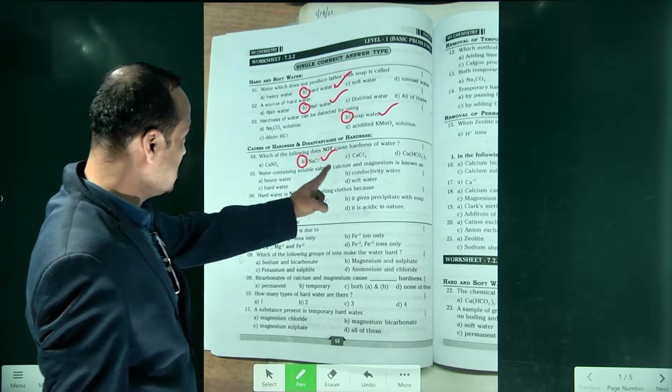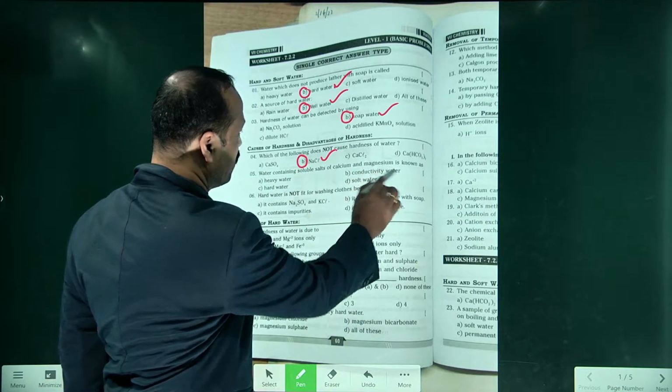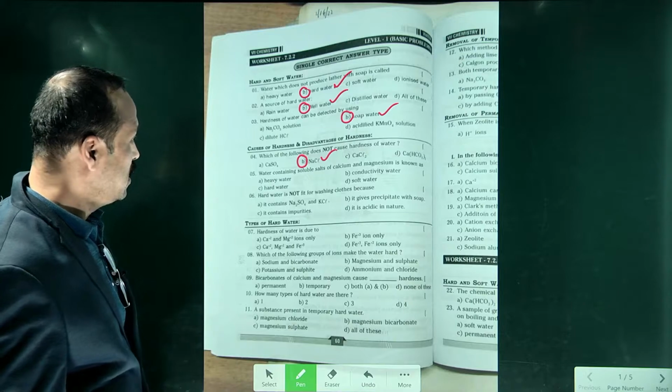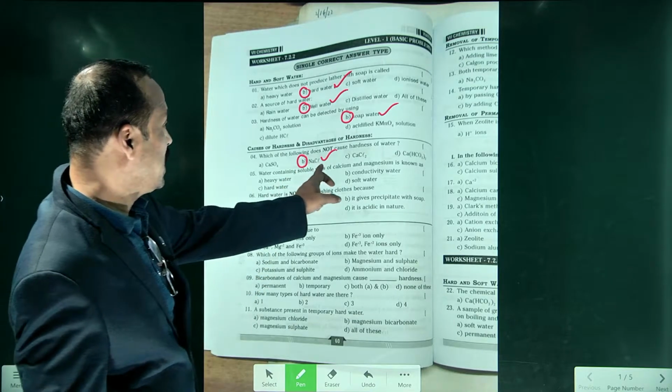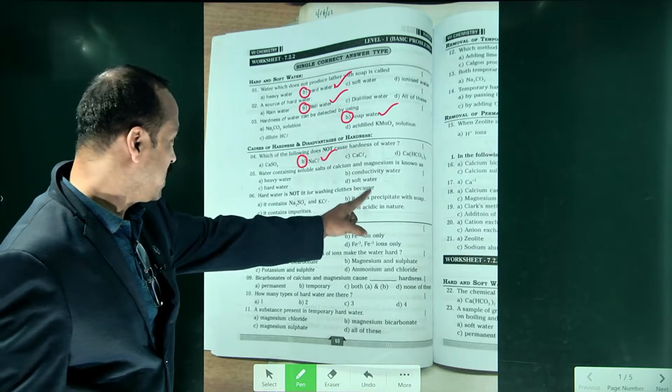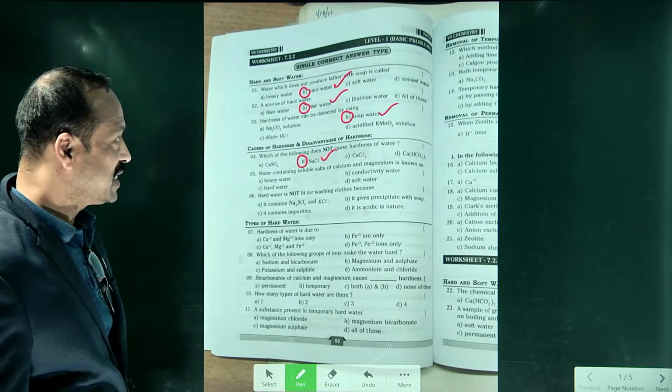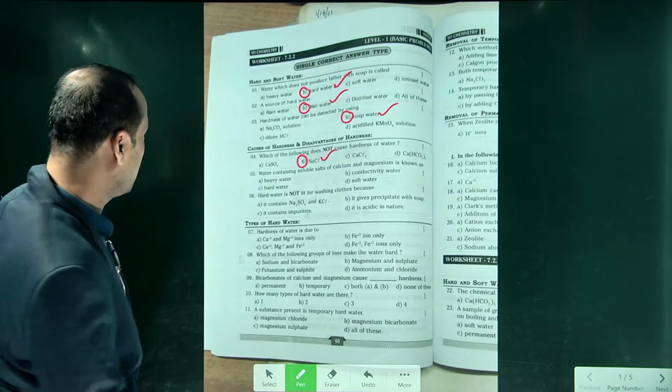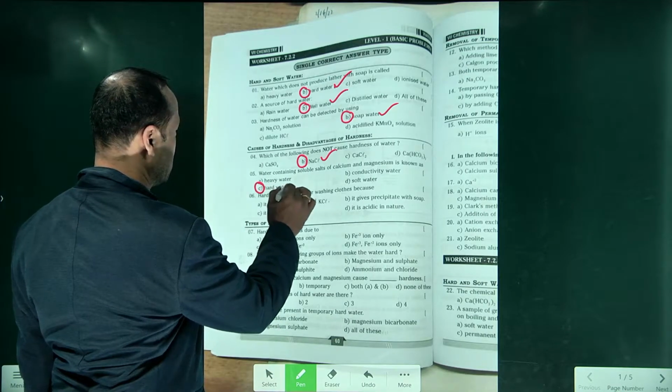Water containing soluble salts of calcium and magnesium is known as, so the water which contains salts of calcium and magnesium is called what? Heavy water, conductivity water, hard water, or soft water. What is the right answer? Hard water, sir. Very good boy. Hard water is the right answer.